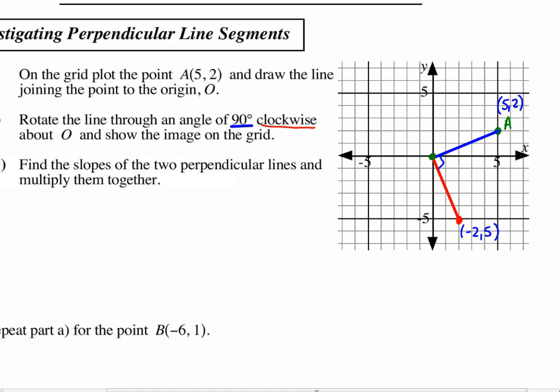We would normally call the origin what letter? Yeah, it would be 2, negative 5, thanks. That's better. X is positive, y is negative. 2, negative 5. Sorry about that. Okay, so this is O. So we want to find the slope of OA and OB.